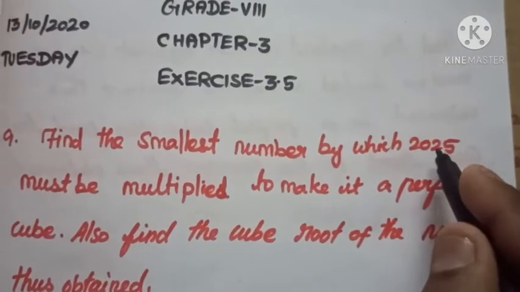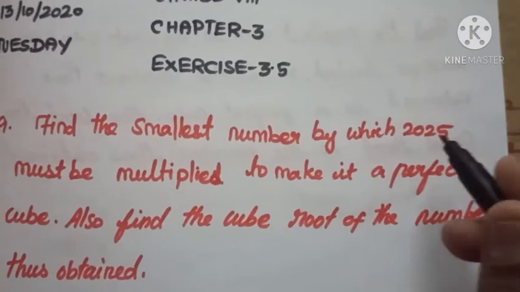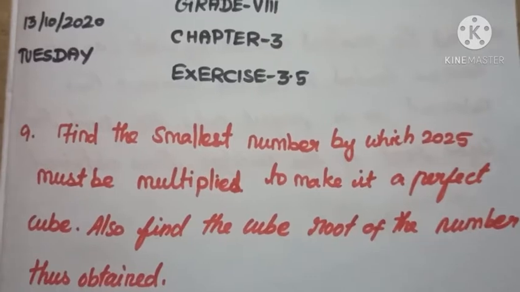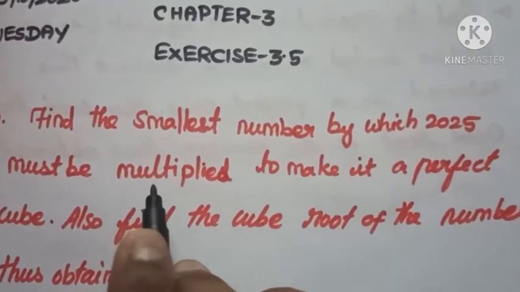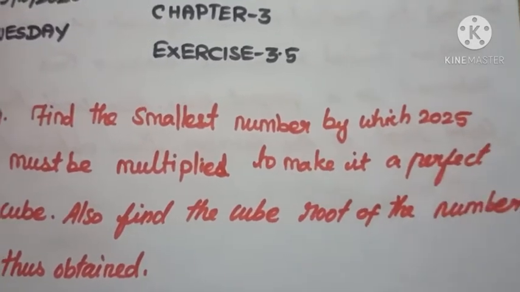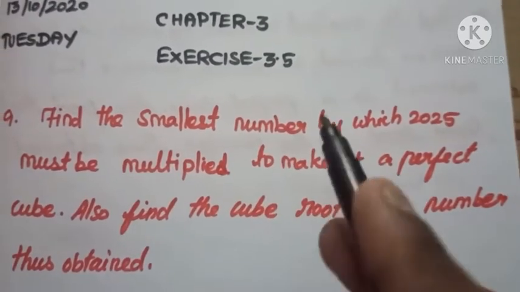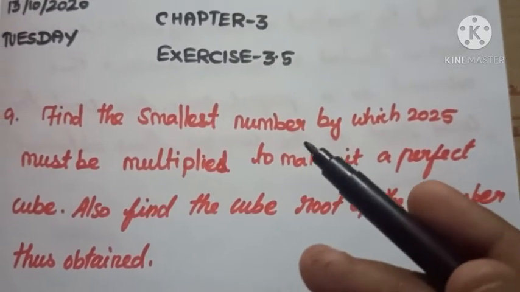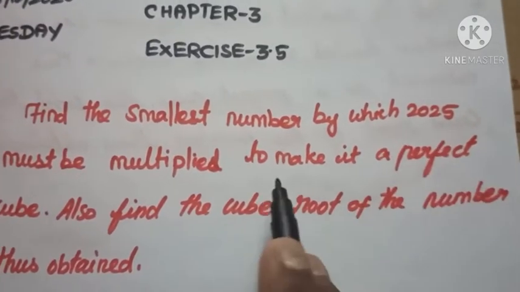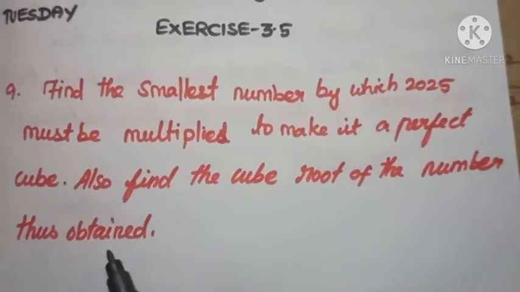So 2025 is not a perfect cube. We need to make this 2025 a perfect cube. How? We are supposed to multiply it by some number to convert it to a perfect cube. So that is the concept. Find the smallest number. We don't know the smallest number which we have to multiply with 2025 to make it a perfect cube. And also find the cube root of the number obtained.